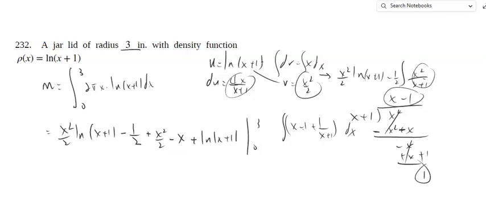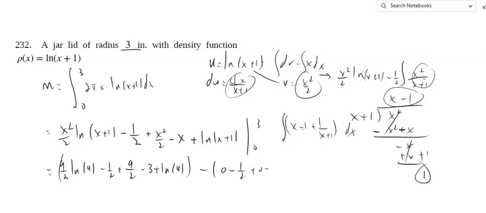evaluated from 0 to 3. So substituting 3 in, 9 halves natural log of 4 minus 1 half plus 9 halves minus 3 plus natural log of 4. Of course, you can combine those. If you put a 0 in, a few things are going to 0 out. And natural log of 1 is also 0.